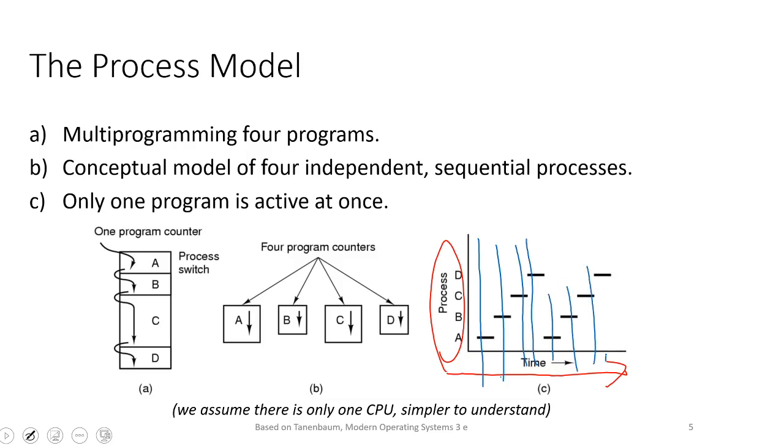If we go to every point in time, only one process will be running, only one program will be active at a point in time. So we will have them running independently, but we will switch between them and we will only have one of them running at a particular point in time.